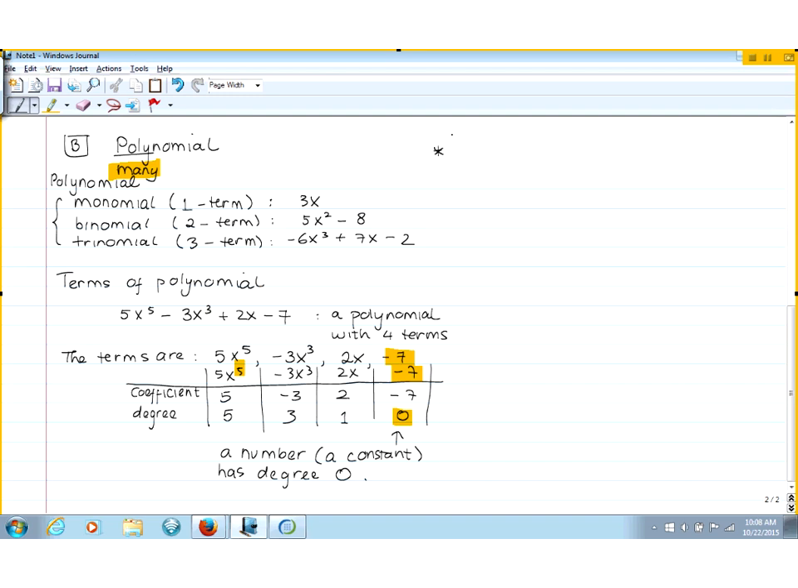Now the next one is, let's talk about the leading coefficient and leading term. I'm almost done. 2 more minutes. All right. What is the degree of the polynomial?